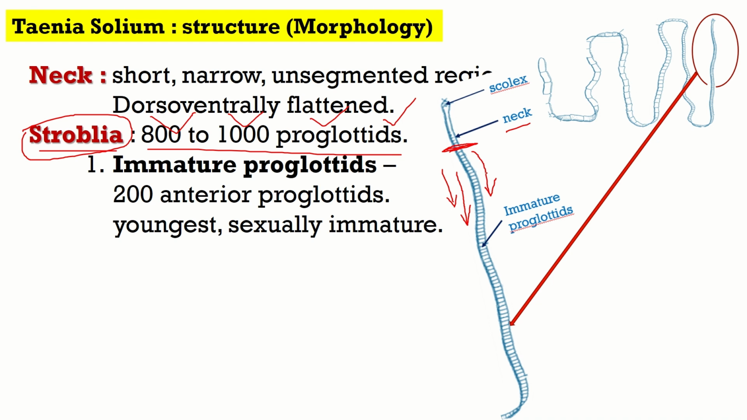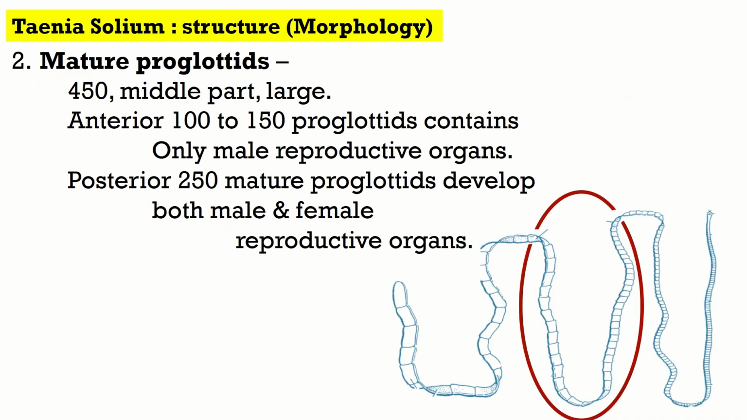According to the degree of development, the strobila has three kinds of proglottids: immature, mature, and gravid. The second type is the mature proglottids. Mature proglottids are about 450 in number. They form the middle and larger part of the strobila.